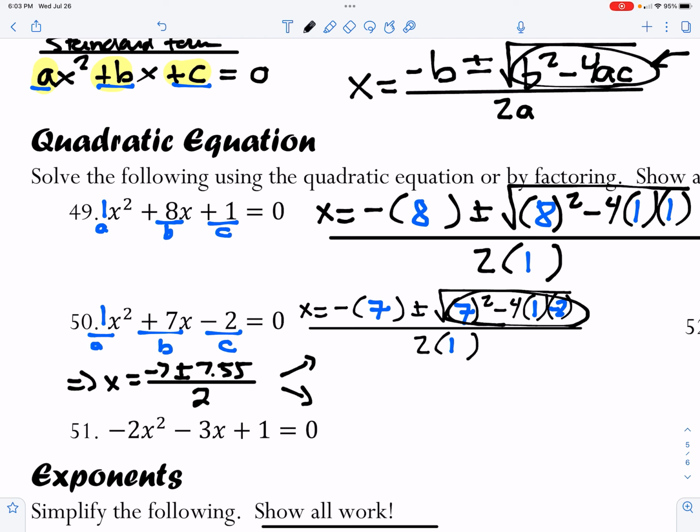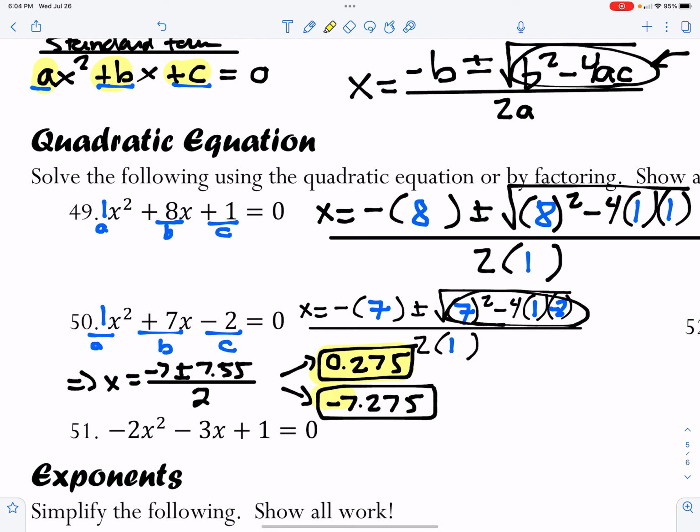So the first one, we're going to go negative 7 plus 7.55, then divide that by 2, and we get 0.275. For the bottom one, we're going negative 7 minus 7.55, and then we're going to divide that by 2. And for that one, we're getting negative 7.275. Please make sure you're practicing entering this in the calculator yourself.